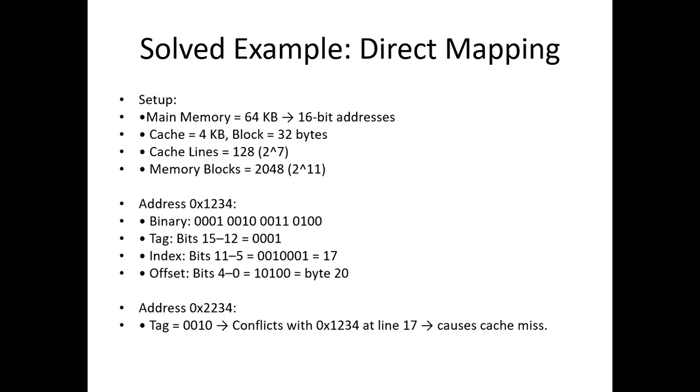Now consider two addresses. Let's say address 0x1234 and address 0x2234. Both of these addresses share the same index, because the memory block number modulo 128 is the same for both. So they map to the same cache line even though their tags are different. Now this is what leads to cache thrashing.